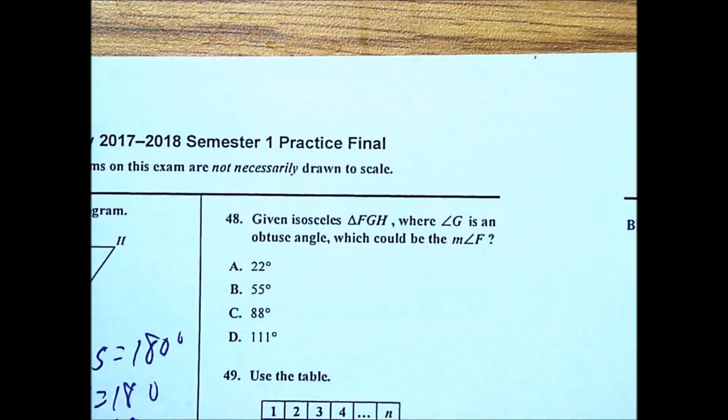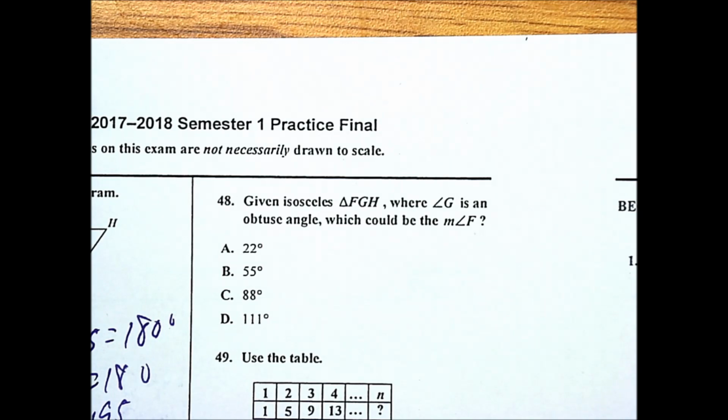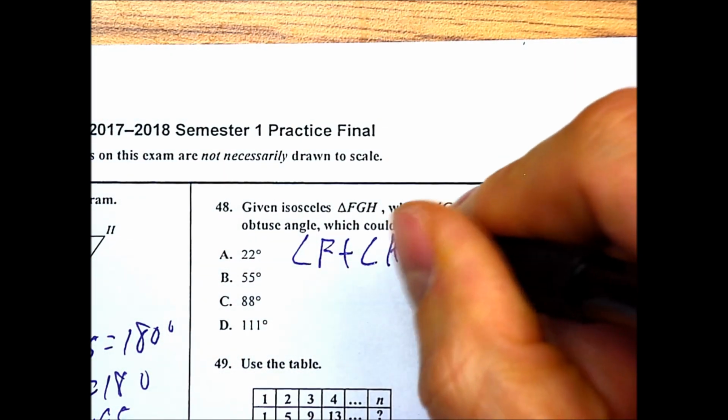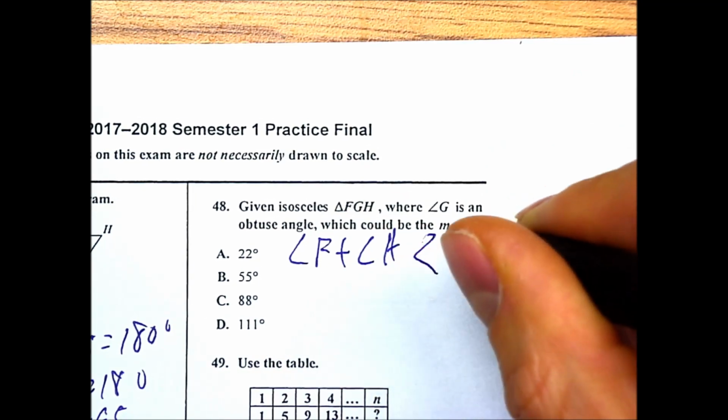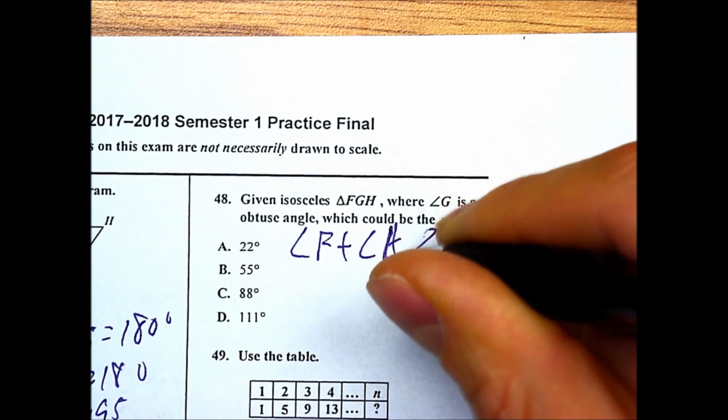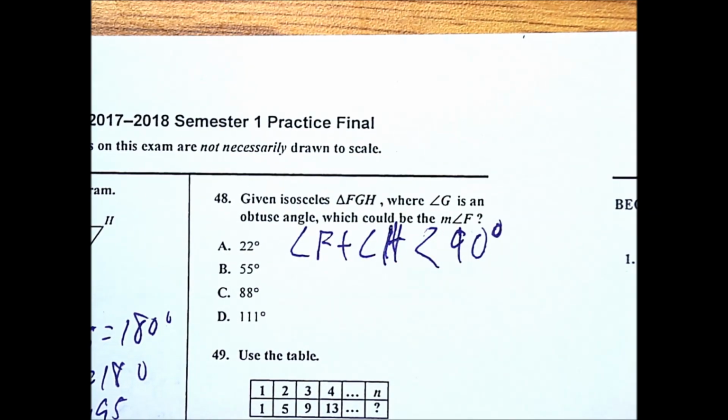Given isosceles triangle FGH, where G is an obtuse angle, which could be the measurement of angle F? Obtuse meaning it's between 90 and 180, angle G. So if angle G is obtuse, that would leave me less than 90 degrees left over to work with for angle F and angle H. So in other words, angle F plus angle H has to be less than 90. I don't know what the value is, but I know that they add to be something smaller than 90 degrees.